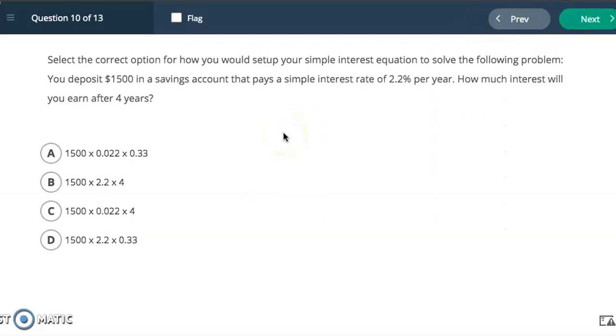Select the correct option. You would set up your simple interest equation to solve the following problem. So here you're just looking for which one of these multiple choice answers is showing principal times interest times time. Remember, interest needs to be in the form of a decimal. You'll move this percent sign and move this decimal point over 1, 2 places. So which one of those is principal times interest times time? That's number 10.